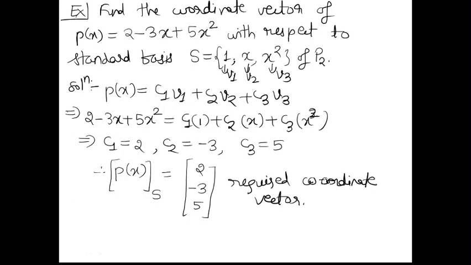Right. So suppose the basis given is, say, x square, x and 1. In that case, what will be the entries over here? First I will write the coefficient of x square. So what is the coefficient of x square? It will be 5. Then the coefficient of x, that will be minus 3. And finally I will write the constant term, that will be 2.